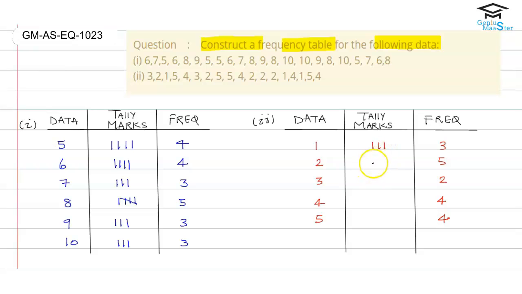Of the data 2, the tally marks are 1, 2, 3, 4, 5. Then for 3, it is 2. Then for 4, it is 1, 2, 3, 4, and again for 5 it is 4. And that is our frequency table, and that is our answer. Thank you.